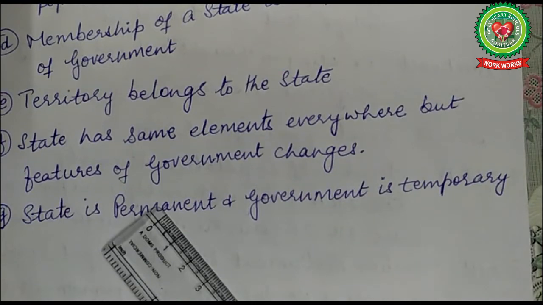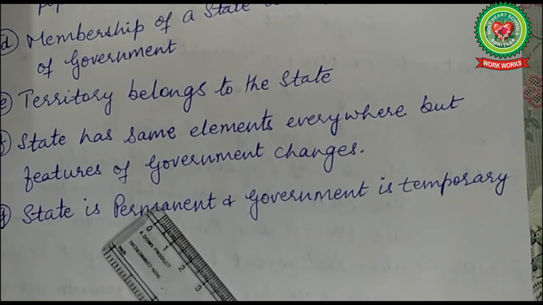But what type of democracy is there? There is presidential form of democracy. A brief about it you have already done in class 10th. A government can be dictator also. The people can change the form of their government, but state is independent. Everywhere it has the same 4 elements.